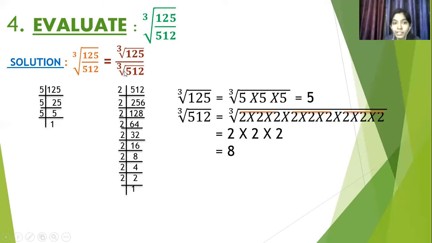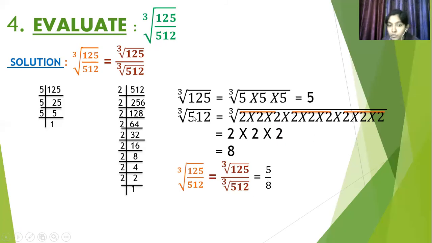Now we put these values here. So we can write this as cube root of 125 upon cube root of 512. Now what is the value of cube root of 125? It is 5. So 5 upon 8, because 8 is the cube root of 512. Is it clear? Yes, ma'am.